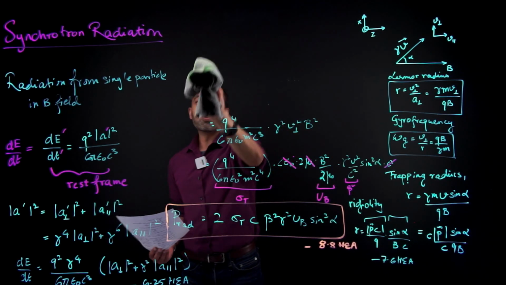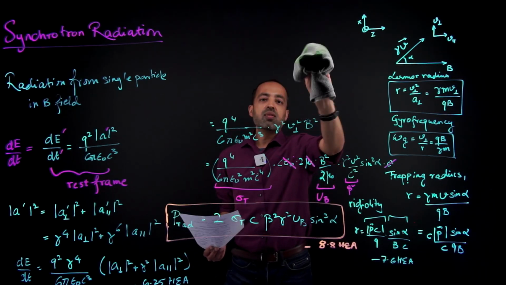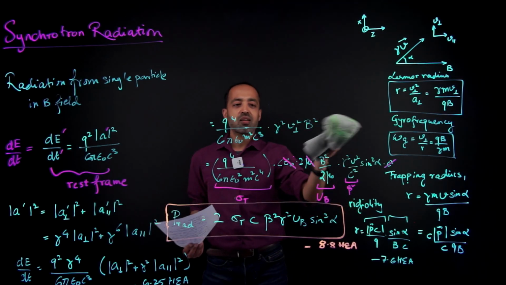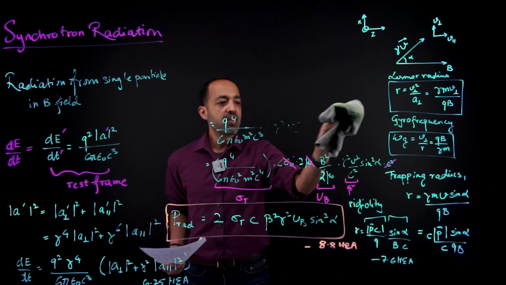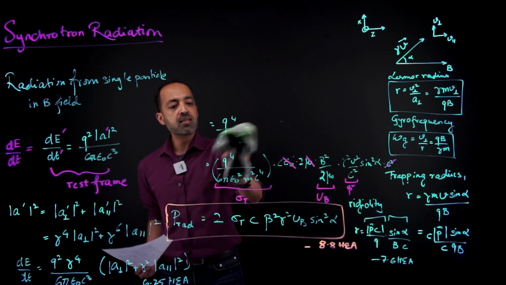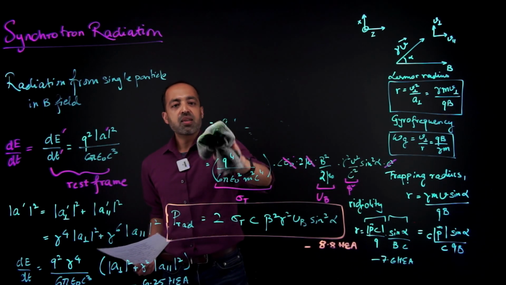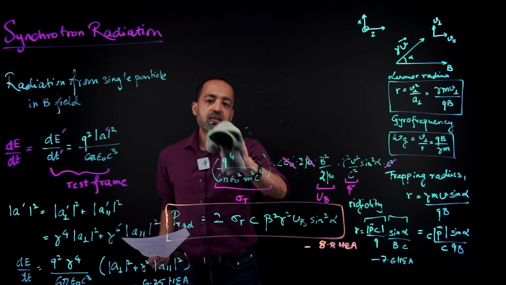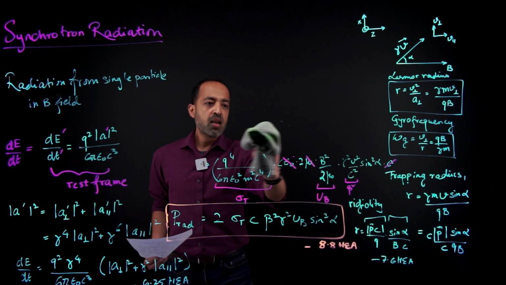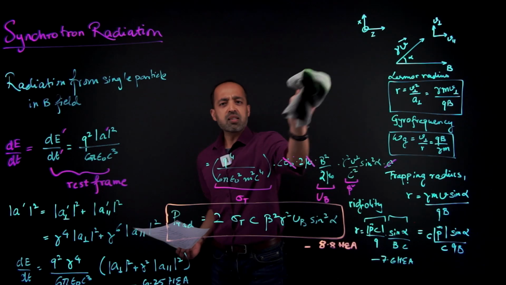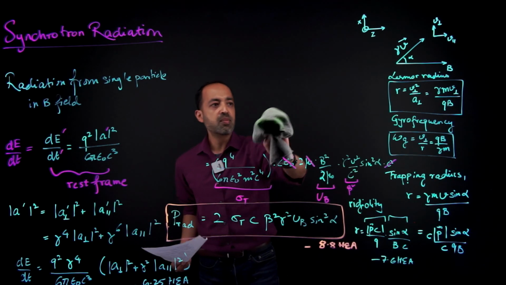Or it's possible that the radiation that we are receiving comes from many different particles, all moving at different angles with respect to the magnetic field. So in both of those cases, this pitch angle alpha is something that we should average over. Really you should do this in the final spectrum, and we'll do that when we get to the final spectrum.